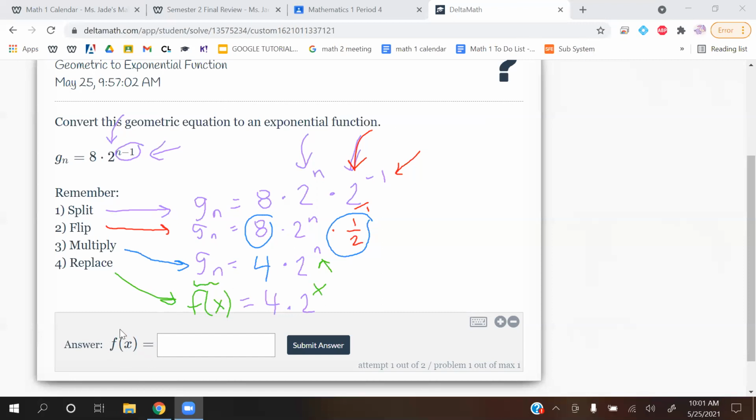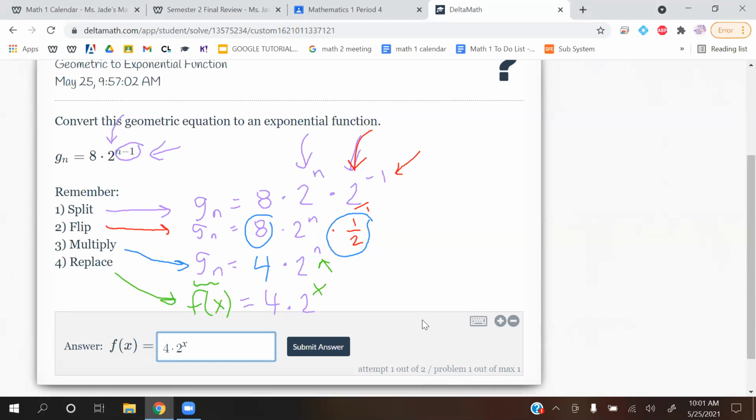So on the answer box, it already gives you the f of x, so you don't have to type that. But I'm going to type the 4 times 2 to the power of x. So 4 times is shift 8. Shift and 8 gives you the multiplying sign. 2 to the power of x. And to type an exponent, you do shift and 6. Shift 6 gives you the exponent typing. So now I have typed 4 times 2 to the power of x. Are there any questions?